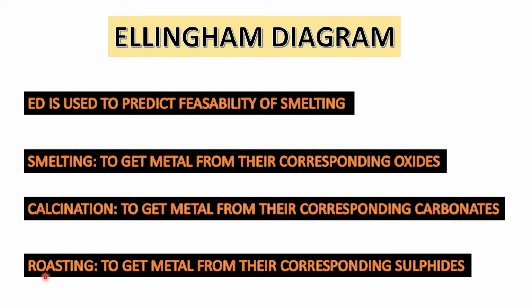And last is roasting. What we do in roasting is generally get the metal from the corresponding sulfide. Sulfide, when reduced back to the metal, is roasting. Carbonates, when reduced back to the metal, is calcination. And oxides, when reduced back to the metal, is smelting. So basically, in the case of the Ellingham diagram, we are always interested in smelting. That means we are always interested in the decomposition of the metal oxide to get the metal.